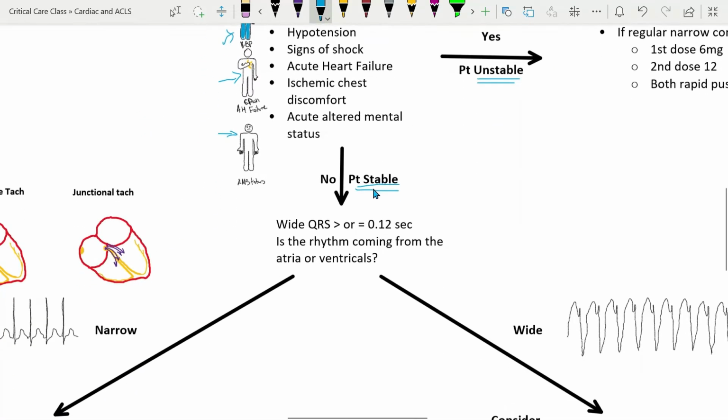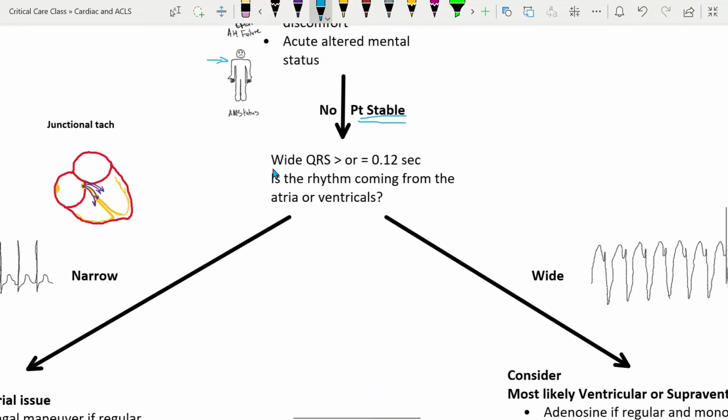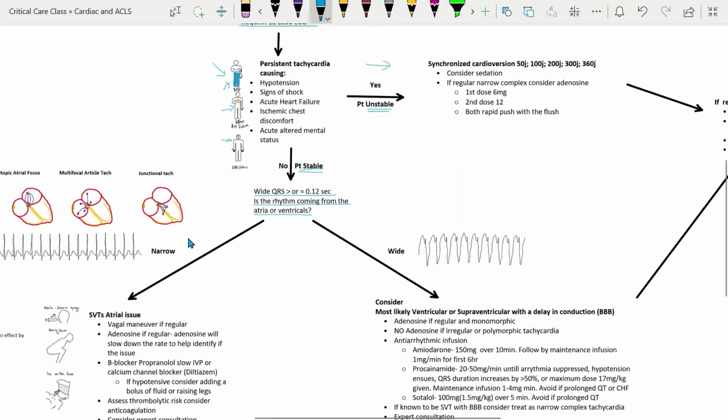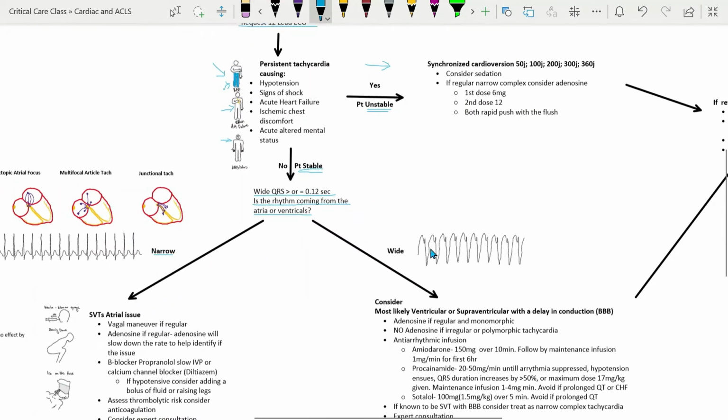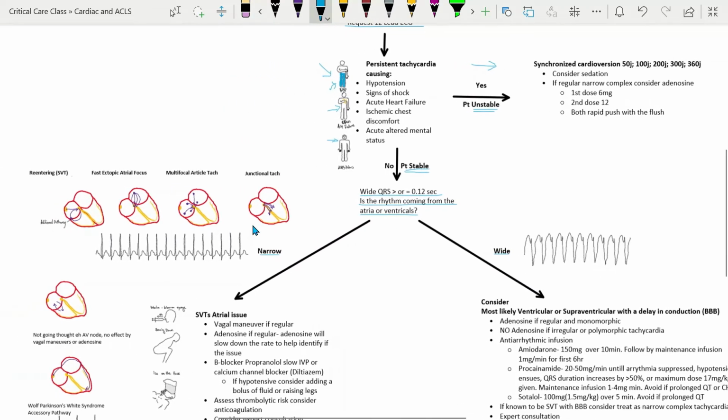If the patient is unstable, treatment would be with electricity in the form of synchronized cardioversion. If the patient is stable, then the next step is to determine if the patient's QRS complex is narrow or wide. This will give information if the problem is atrial or ventricular. If the QRS is narrow, it is an atrial problem, and if the QRS is wide, it is most likely a ventricular problem.